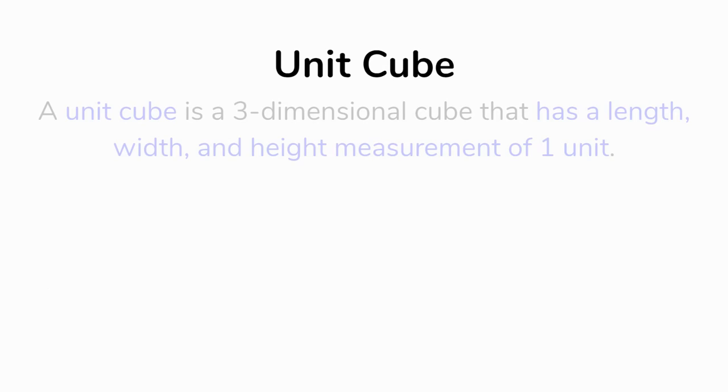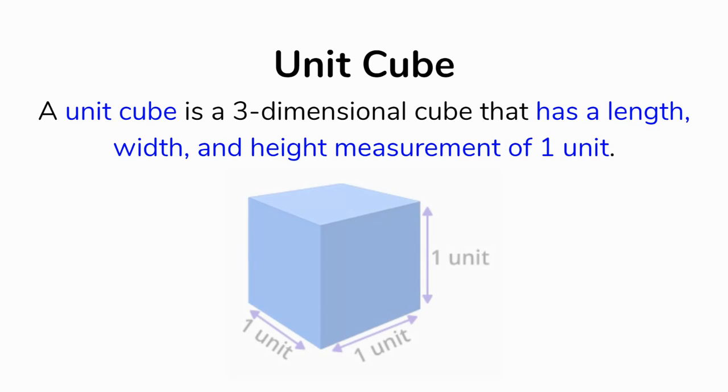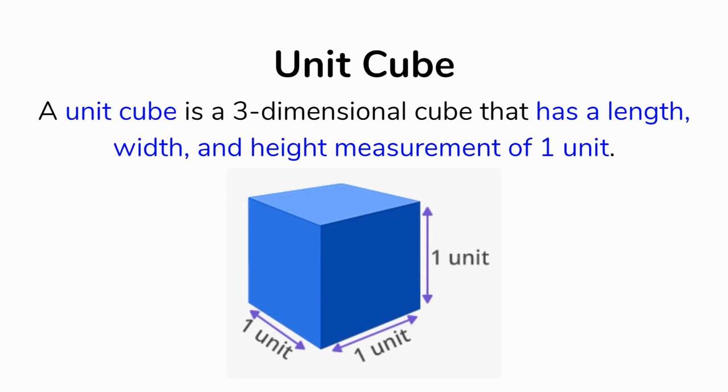And let's talk about unit cubes. A unit cube is a three-dimensional cube, and it has a length, a width, and a height measurement of 1 unit. So if you look at that picture, the length is 1 unit, the width is 1 unit, the height is 1 unit. So everything on it is the same. All three dimensions are 1. Each side is 1 unit long.